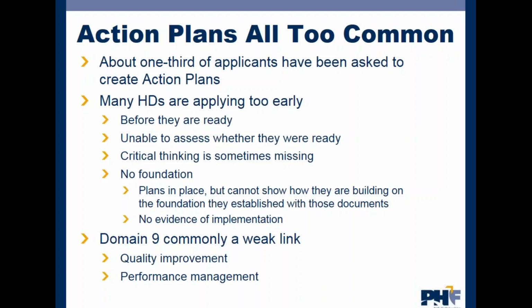Plans were in place, but they really couldn't show how they were building on the foundation they established with those plan documents. They hadn't really started to implement those plans. Perhaps they had a workforce development plan, but they weren't doing anything to make it come to life. Domain 9, within this context, was commonly a very weak link. Domain 9, most of you know, is focused on quality improvement and performance management. So here are the skills to do this kind of critical thinking and this kind of improvement across the accreditation process. But if you haven't got a foundation in Domain 9, you're handicapped in all those other areas as well. So this is one of the things that we saw over and over again.